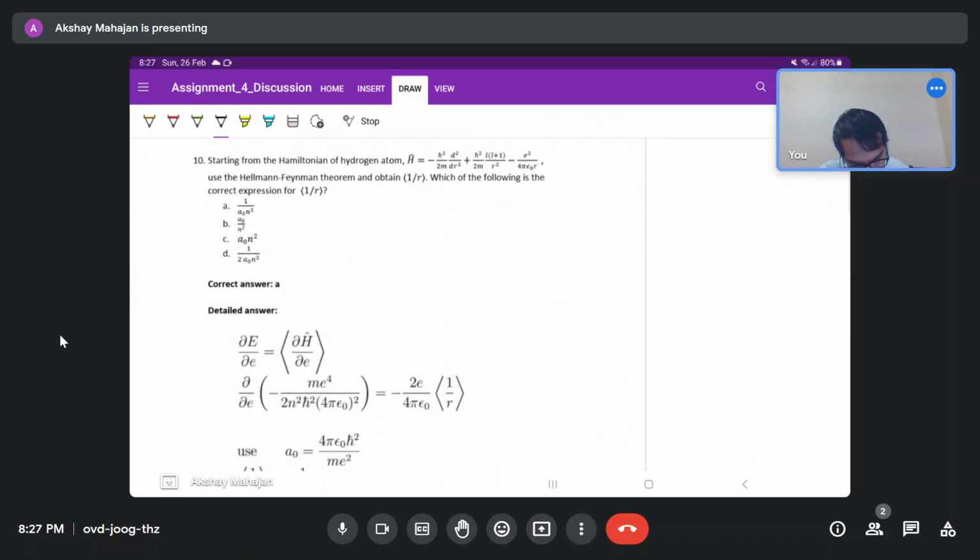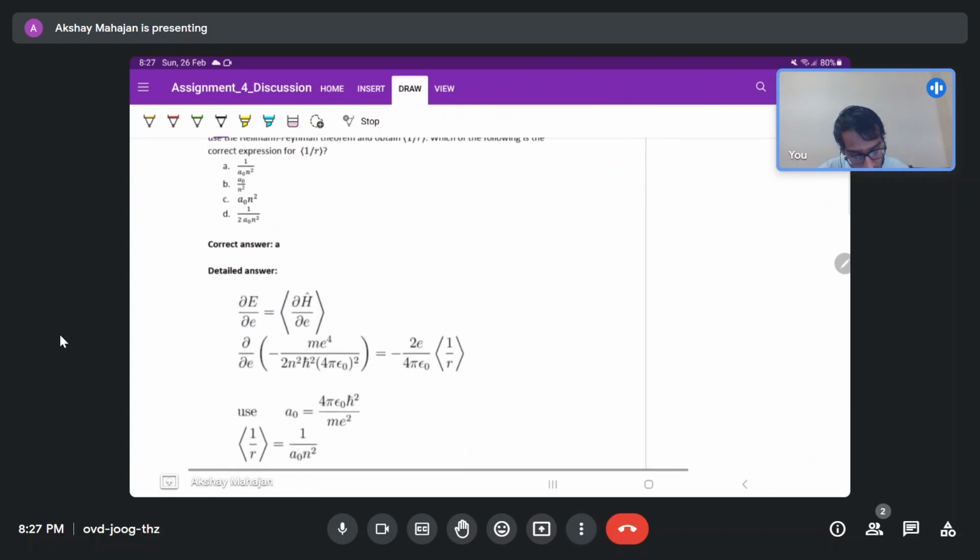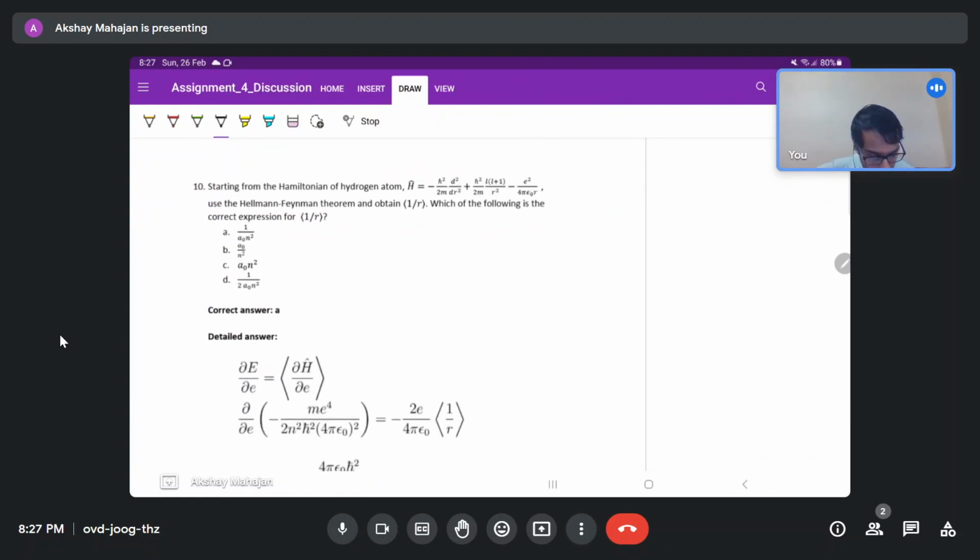All right. Now, the last question was, starting from the Hamiltonian of a hydrogen atom, use the Hellmann-Feynman theorem and obtain the average of 1 by r. Which of the following is correct? Again, this is what we have done: how to use the Hellmann-Feynman theorem. Since the Hamiltonian is given, we have to find the average of 1 by r.